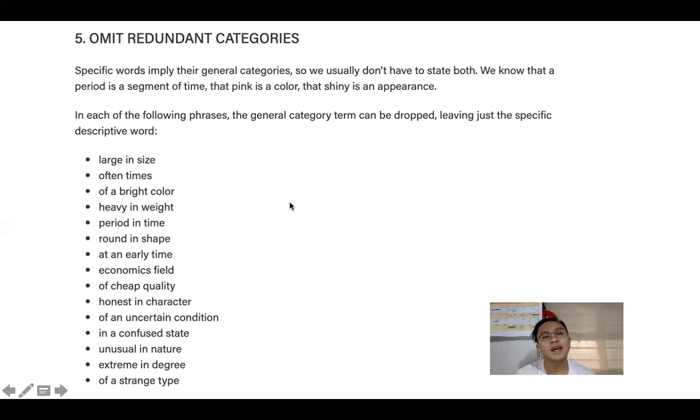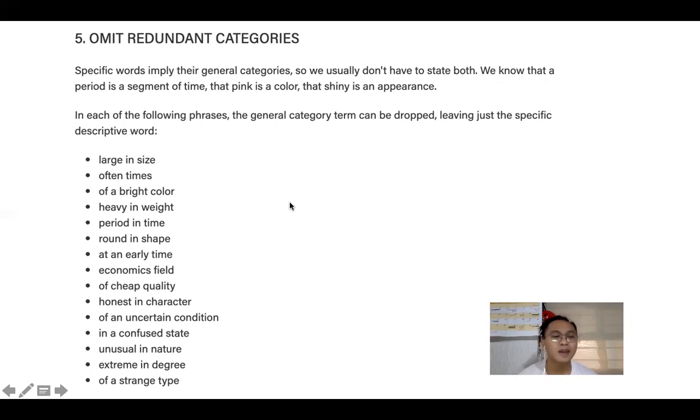So large in size, oftentimes, of a bright color. Yung large kasi size na yan, oftentimes it already talks about time. So often, of a bright, heavy in weight. You just say heavy. Period in time. Round in shape. Period, just say that. Kasi yung period is already time eh. Round in shape, shape is already round. So round is a shape. So at an early time. So early, just say early.